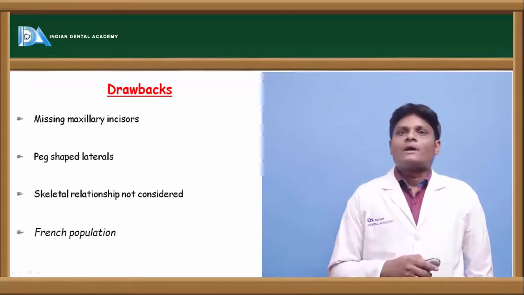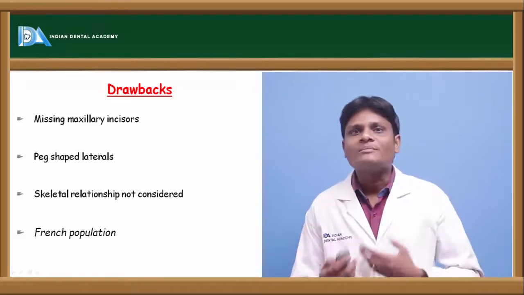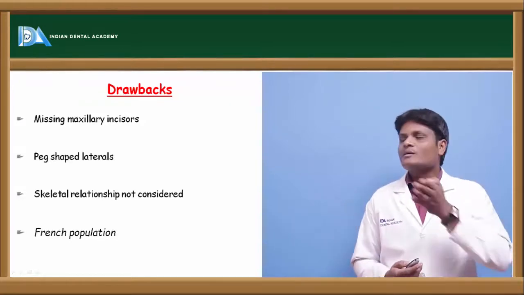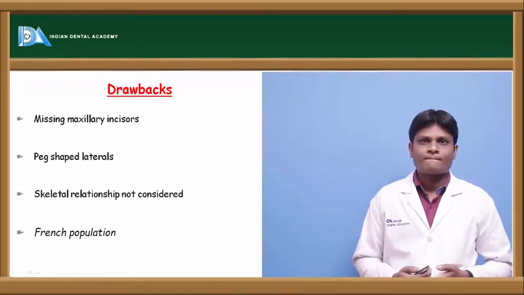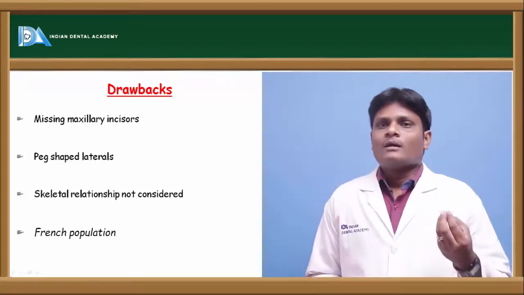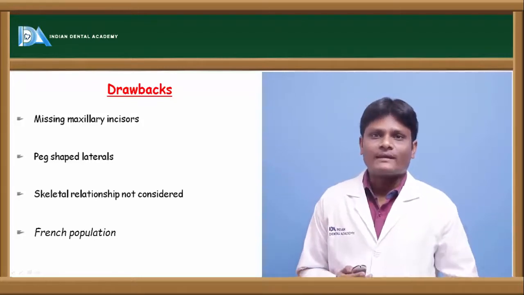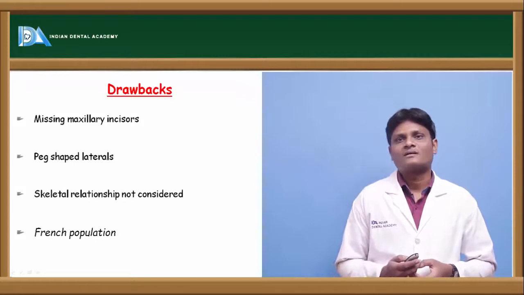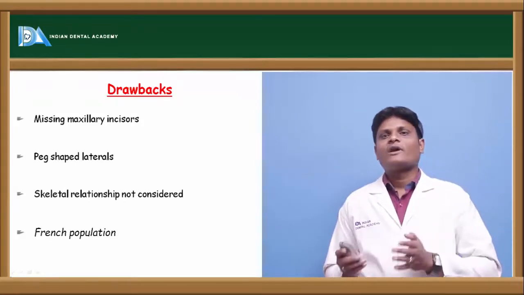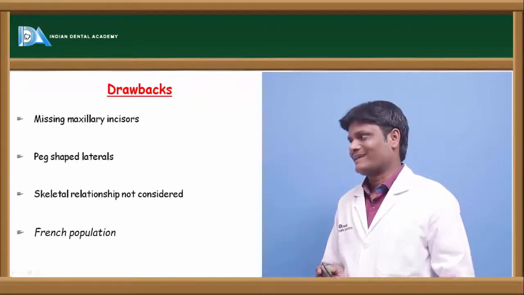Sometimes, as we know, maxillary lateral incisors are the most commonly missing teeth. So this analysis cannot be applied in cases of missing maxillary incisors. The next drawback is that the most commonly malformed teeth are maxillary lateral incisors again. So when we have peg-shaped lateral incisors, we can't conclusively evaluate the exact width of the arch as per Pond's analysis.